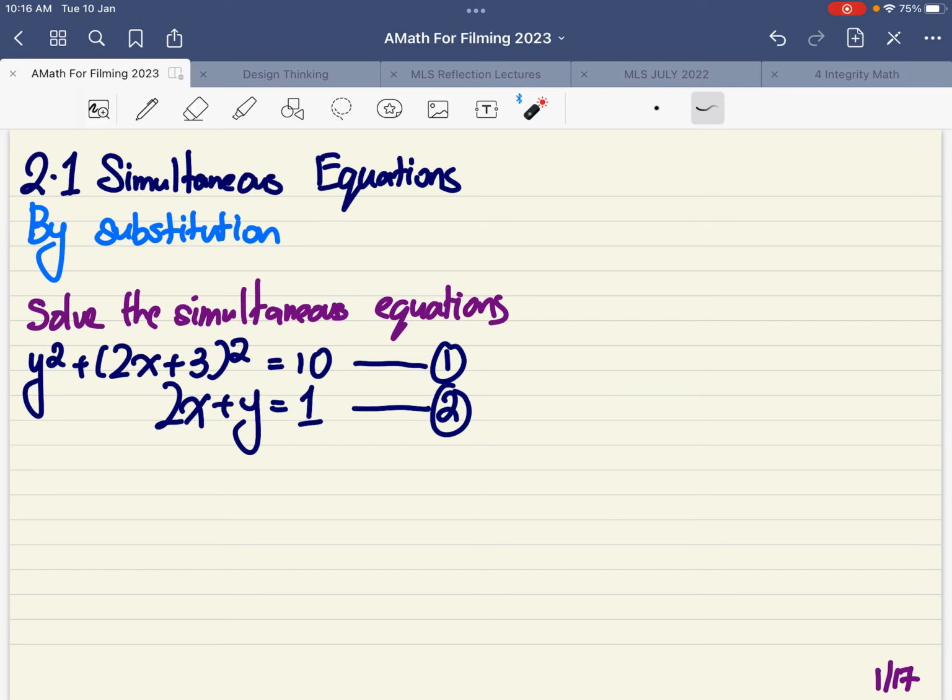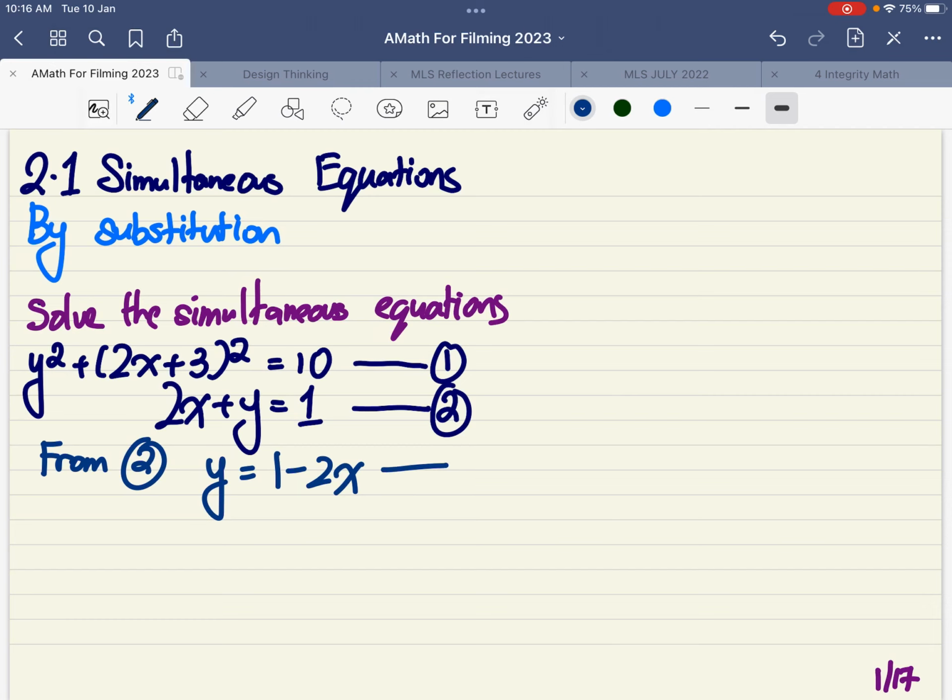It's just not possible. Okay, now, what we have done previously is something similar. In this case, we aim to substitute either x or y away. What I am looking for here is the equation that looks simpler. Of 1 or 2, quite obviously, equation 2 is the simpler one. So I will start from equation 2, and I'll get y equals 1 minus 2x. So I make y the subject of the formula. That is equation 3.